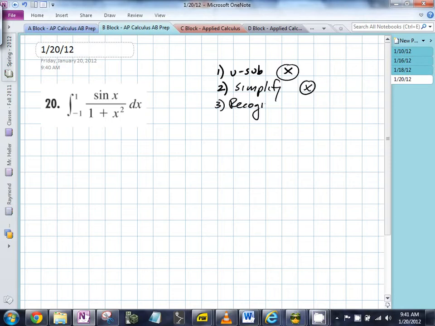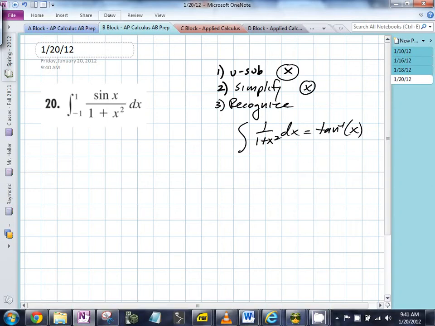Yeah, you might think to yourself, what? Tan inverse. You do know that the integral of 1 over 1 plus x squared dx is what? Tan inverse x. But what's the problem with noticing that? The 1 does not equal sin x. Yeah, there's a problem with that. That changes the whole thing. You can't just do that, right?